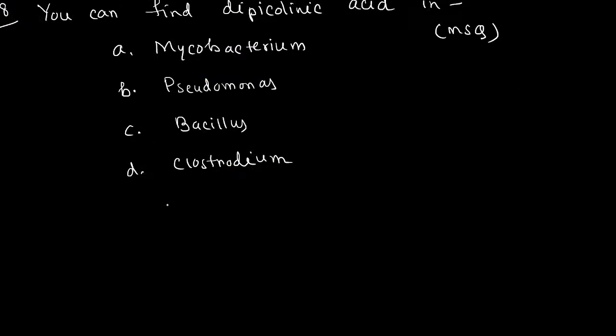Now question number 28. You can find dipicolinic acid in, I hope you have heard the term dipicolinic acid. It is a typical MSQ question: Mycobacterium, Pseudomonas, Bacillus and Clostridium. You can find dipicolinic acid in Mycobacterium, Pseudomonas, Bacillus, and Clostridium. How to do this?